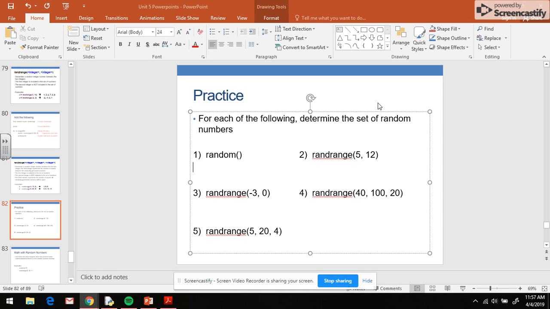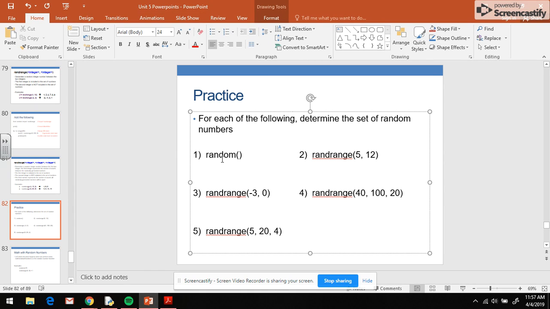So in this video, we're now going to start looking at how do we predict the random number set that's going to appear if we're given some values. So here we have some practice that says for each of the following, determine the set of random numbers. So here we have to think about not only, okay, what numbers are they giving us inside of these parentheses, but what type do we have?